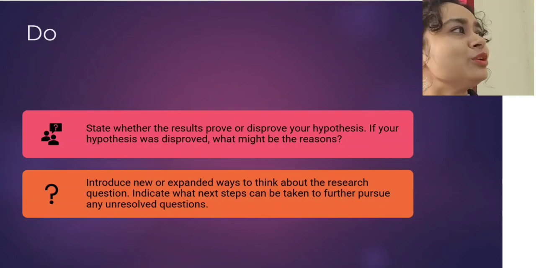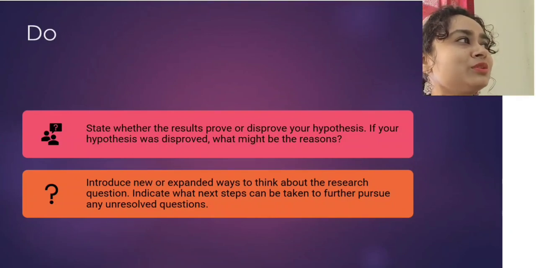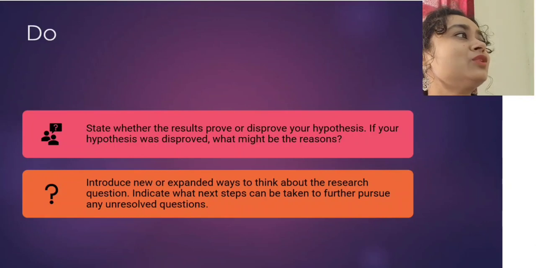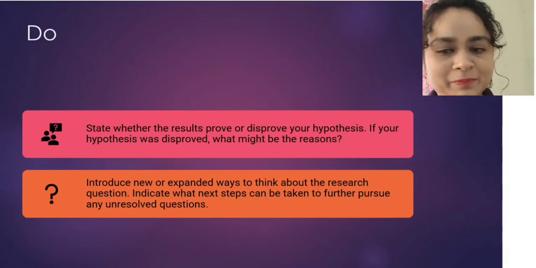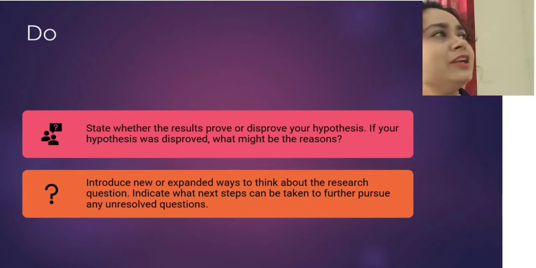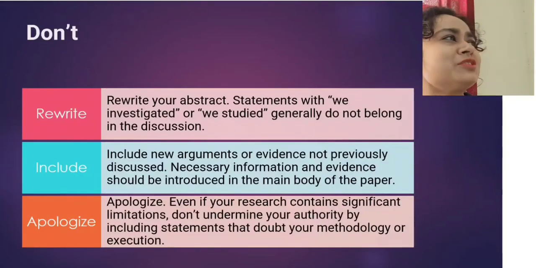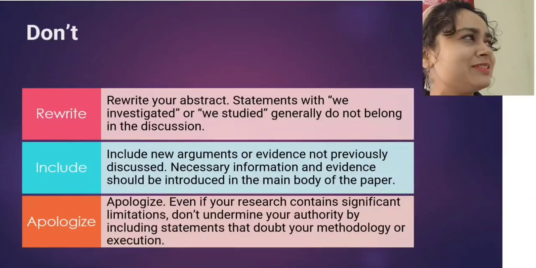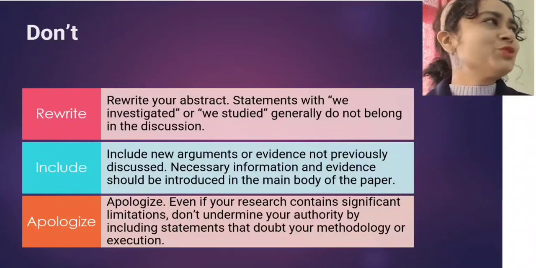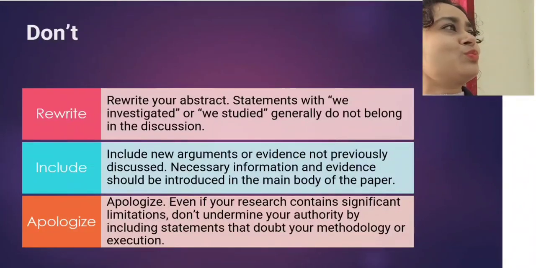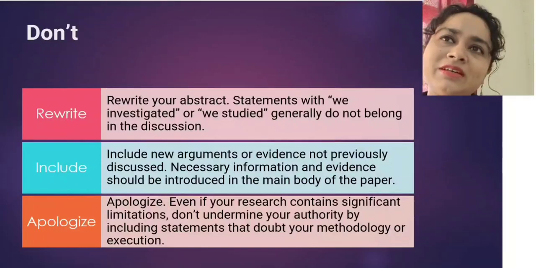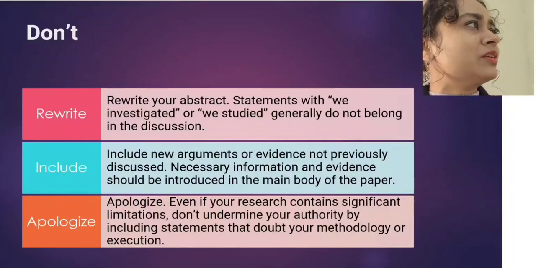Introduce also new and expanded ways to think about the research question. Indicate what next steps can be done. So these are your do's. In don'ts, don't rewrite your abstract, or don't just copy paste. We've gone through what plagiarism is, so rewriting should be avoided as much as possible. Don't include new arguments or evidence not previously discussed. We are just summarizing everything at the end of your research work.